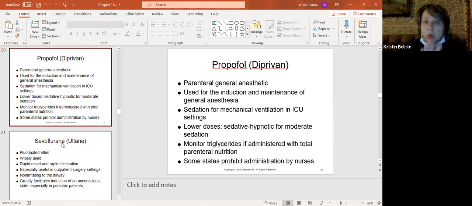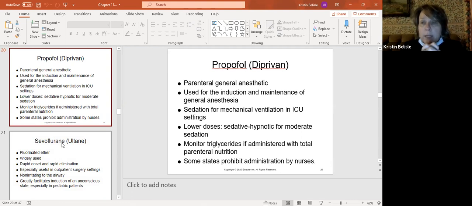It's a parenteral general anesthetic. It'll make them go to sleep, paralyze everything. We can use the ventilator. They can be ventilated. But it is very fast acting. As soon as you turn it off, they will wake up very quickly. But when you turn it on, it also will react very quickly and make them go back to sleep.